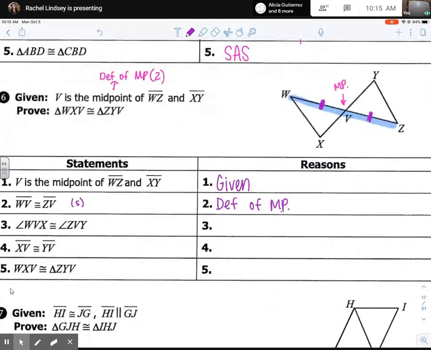Now the next thing it says is angle WVX is congruent to angle ZVY. So both of those are at vertex V. So if I mark them, it's these 2 angles. What kind of angle pair are those? Vertical. They're vertical. So I know they're congruent because they are vertical angles. That's a new reason.